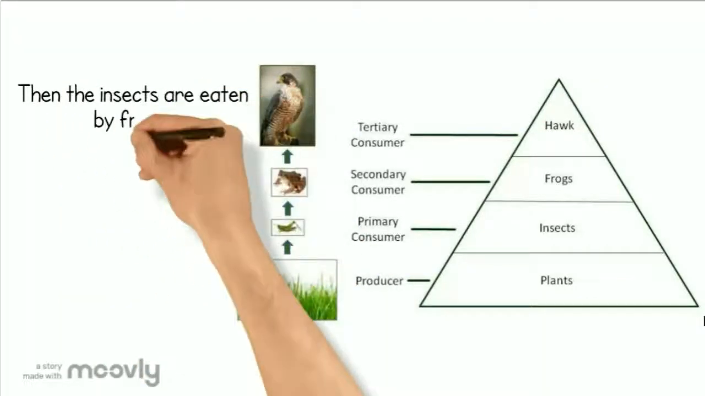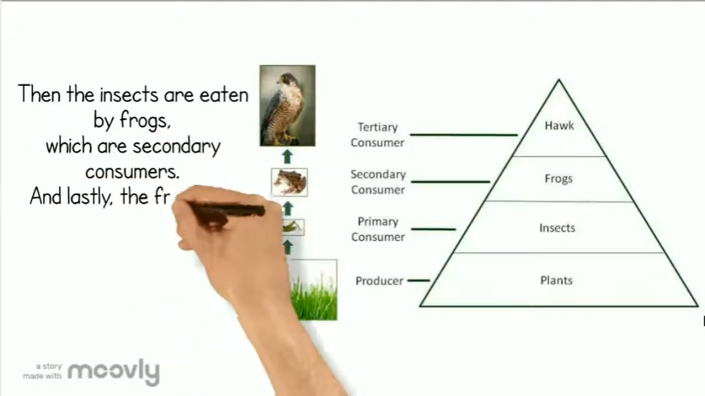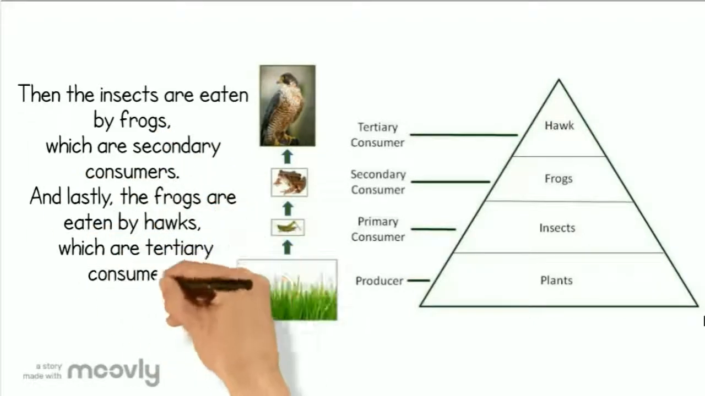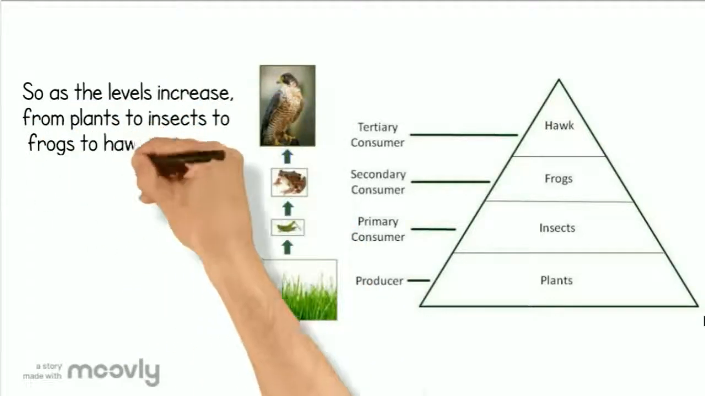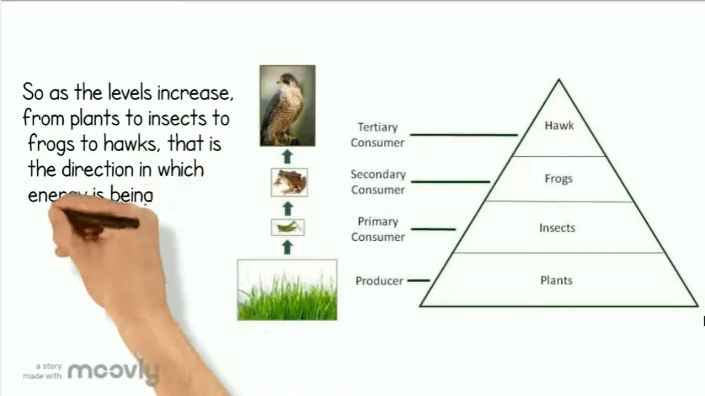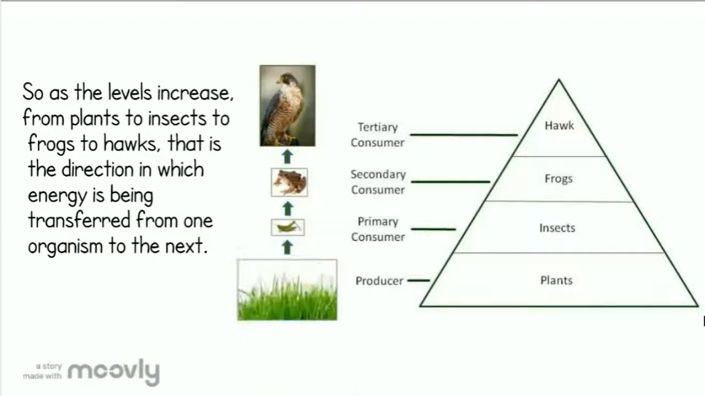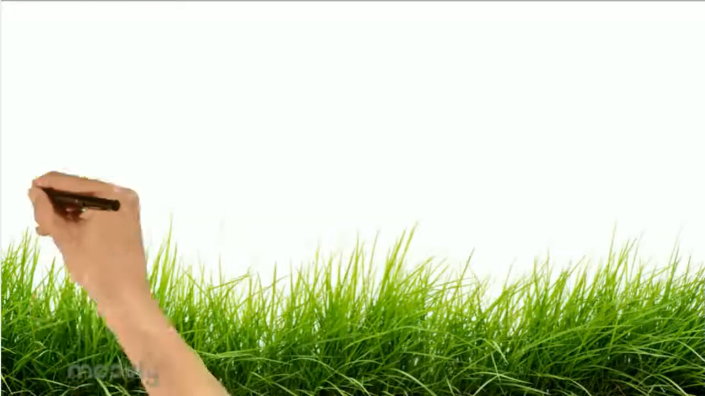Then the insects are eaten by frogs, which are secondary consumers. And lastly, the frogs are eaten by hawks, which are tertiary consumers. So as the levels increase from plants to insects to frogs to hawks, that is the direction in which energy is being transferred from one organism to the next.